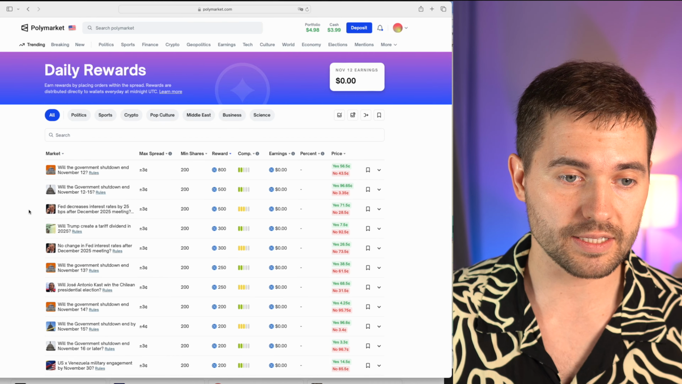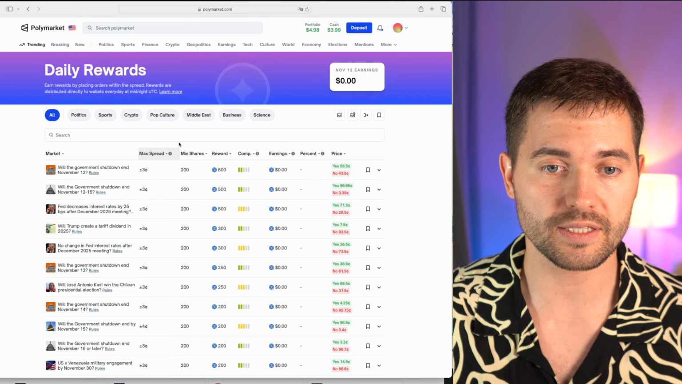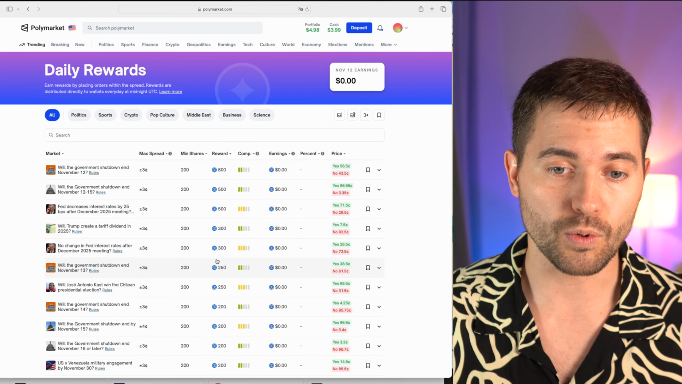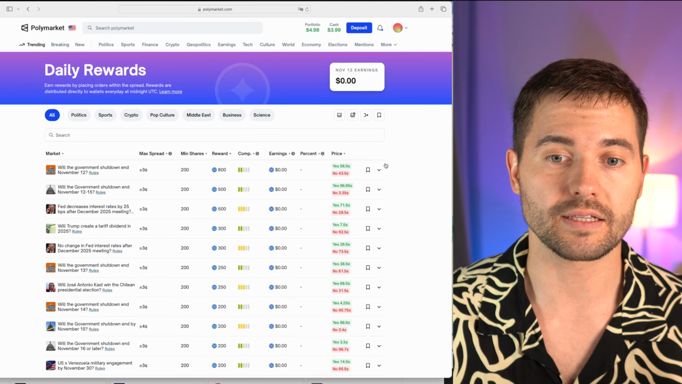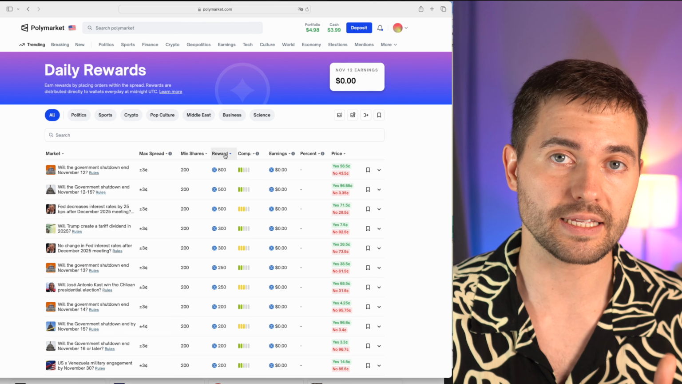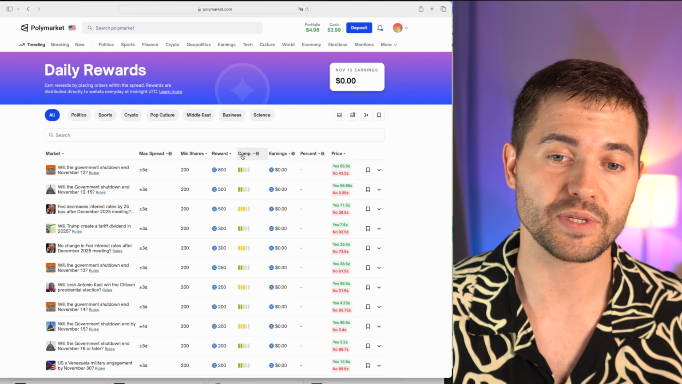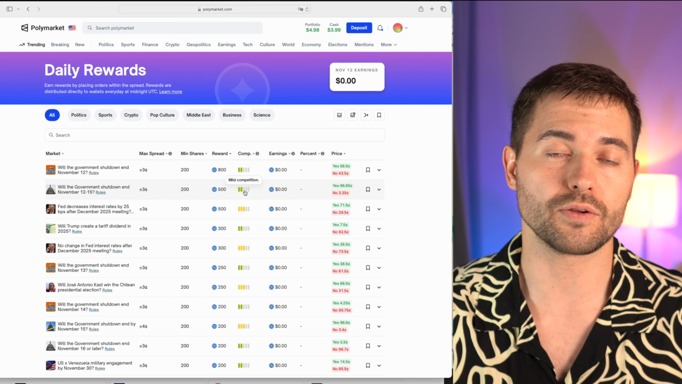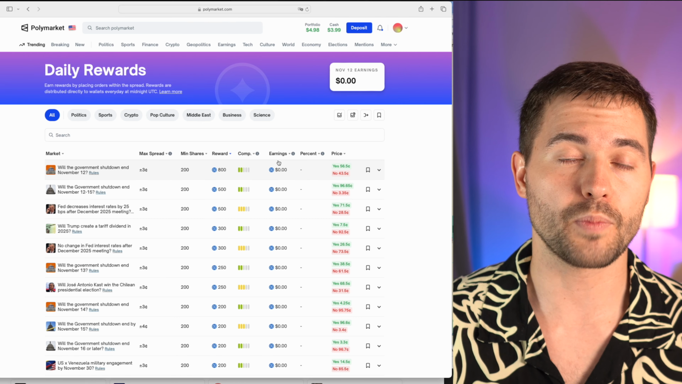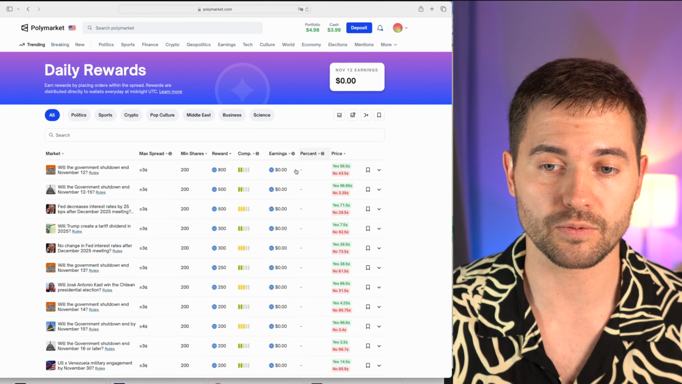So now we have these markets and we see the max spread. I will tell a little bit later what that means. The minimum shares is how much minimum you have to provide, the reward that you will receive for providing liquidity for that market, and competition. Competition is very important. I would say it's second after the reward. How many market makers are already participating in that specific market? It's better to participate, of course, where there is less competition. Earnings is how much you'll be making by providing the liquidity, and the percent is, once you have the limit orders, it will show here.